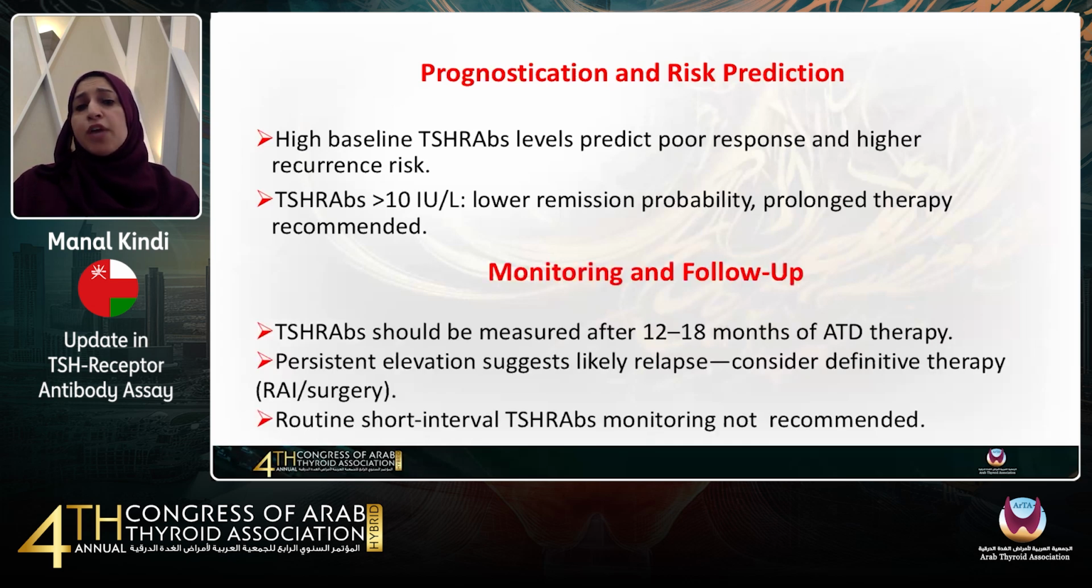In terms of monitoring and follow-up, TSH receptor antibodies should be measured after 12 to 18 months of antithyroid therapy. Persistent elevation may suggest a likely relapse, and you should consider definitive therapy like radioactive ablation or surgery. Routine short interval TSH receptor antibodies monitoring is not recommended.